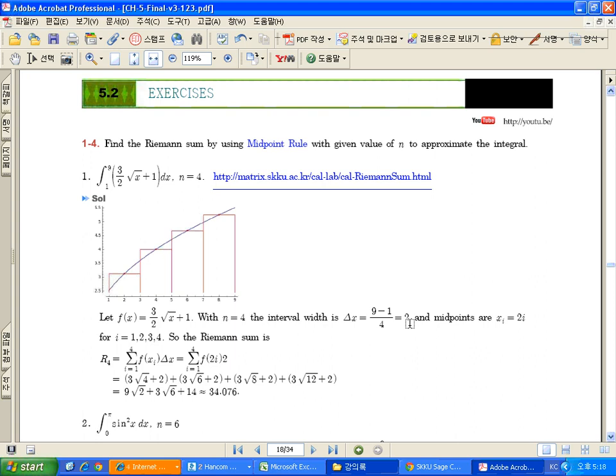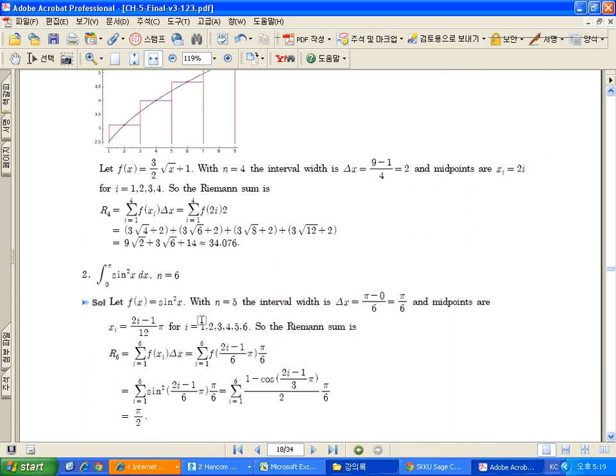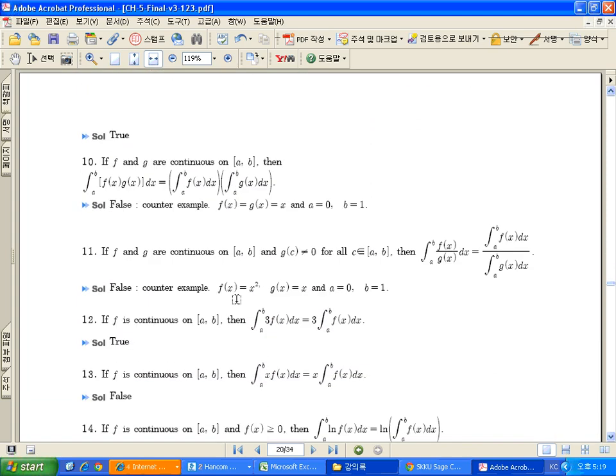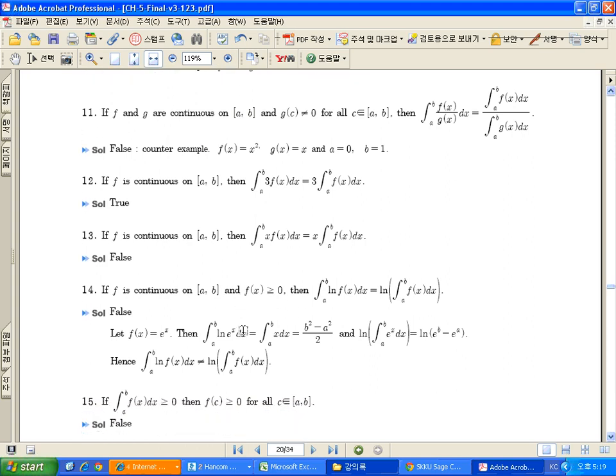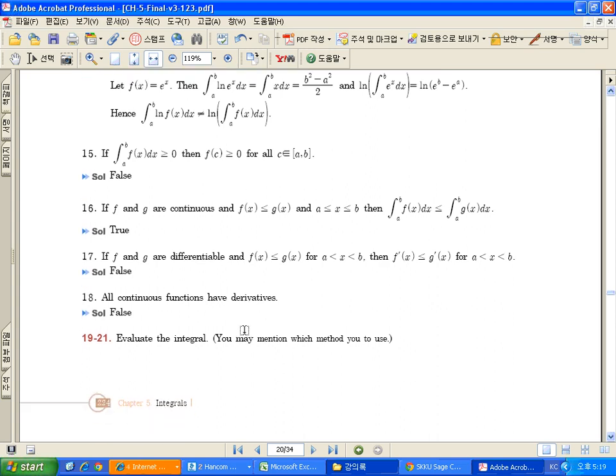Okay. Here are the problems in section 5.2, and I showed you the Riemann sum code, so you may use it to find the solutions numerically. If you are familiar with it, then it will be enough, because you have done all of this work for definite integrals during the high school years. Now, just try what you haven't done before.